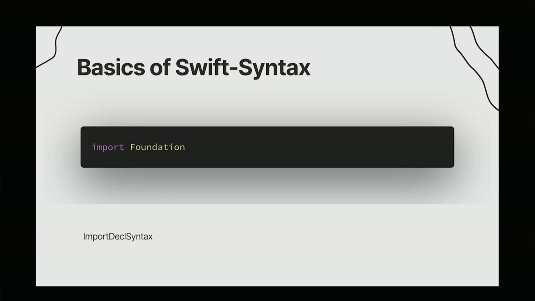So import Foundation will be called import declaration syntax, which is when you import a library or a package, and SwiftSyntax will know that there's some package you have imported. And it will check based on your rules. If you set a rule like you can't import Foundation, then there will be an error on this one.